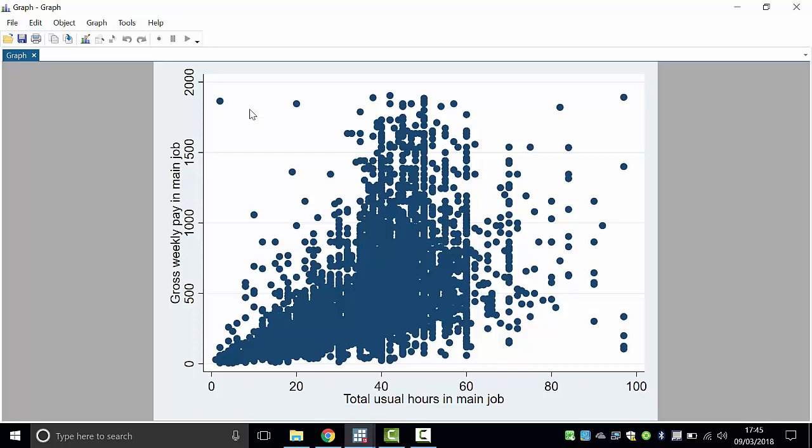So we don't know exactly what it is, but the point in this scattergram is to see if there is any relationship, a linear relationship, between hours and wages. Can you see that? Is there any linear relationship here?